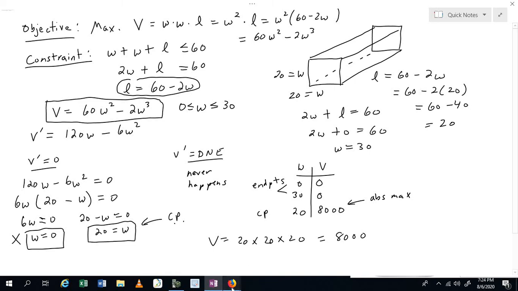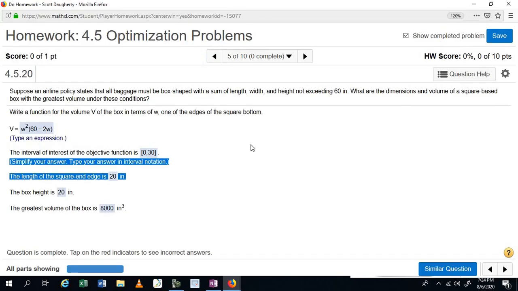Okay, and let's just double check this. So this is our objective equation. This was the domain that we came up with for the objective equation. And then it's a 20 by 20 by 20 box. And that gives you the greatest volume, which is 8,000 cubic inches.